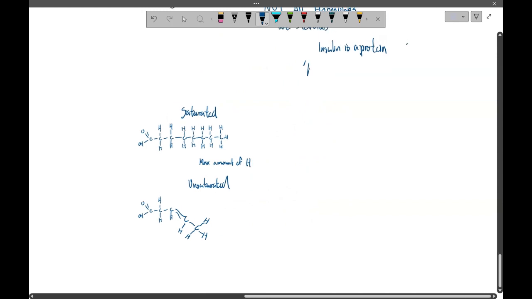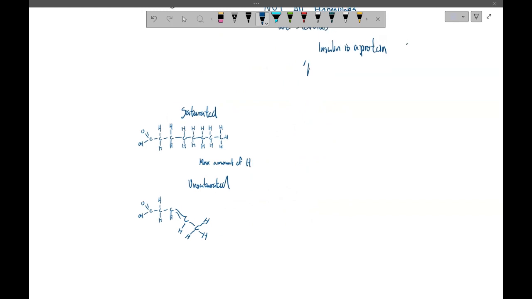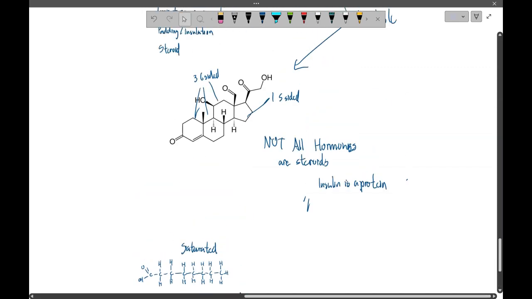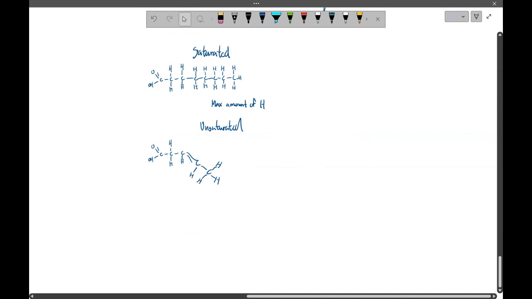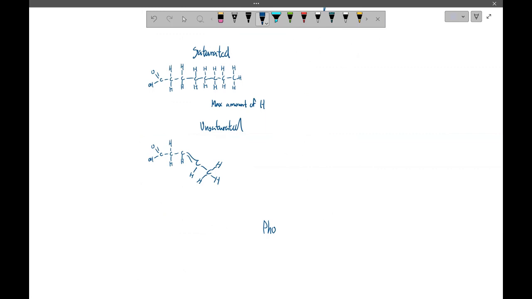Okay, and finally we'll go through one last important function for lipids, and that's as a cell membrane. Now, cell membranes are composed of things called phospholipids. Our cell membranes are called phospholipid bilayers, so they are composed of phospholipids.